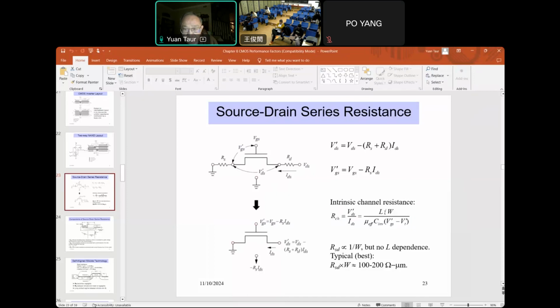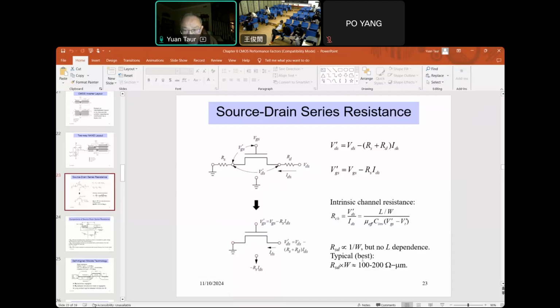The intrinsic resistance, which we covered in chapter 5, looks like this, which goes down as the channel length. But the series resistance is also proportional to 1 over W, the device width, but there's no length dependence. So when the device becomes shorter and shorter, eventually the parasitic resistance becomes more and more important.